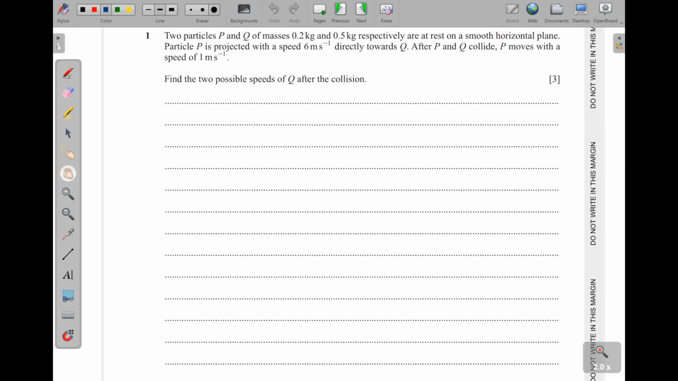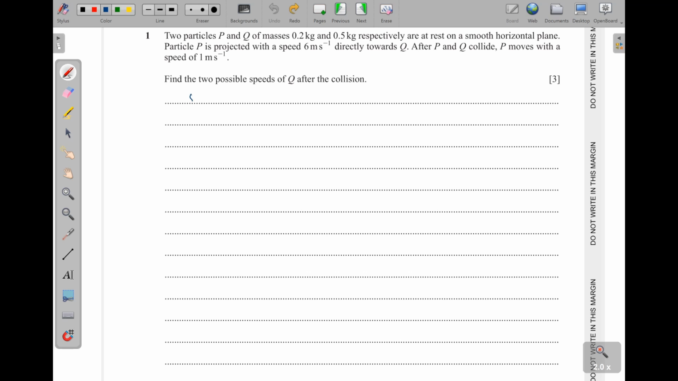Question 1. Two particles P and Q of mass 0.2 kilograms and 0.5 kilograms respectively are at rest on a smooth horizontal plane. So there is no frictional force, because it is smooth. Then particle P is projected with a speed of 6 meters per second directly towards Q. After P and Q collide, P moves with a speed of 1 meter per second. Find the two possible speeds of Q after collision.